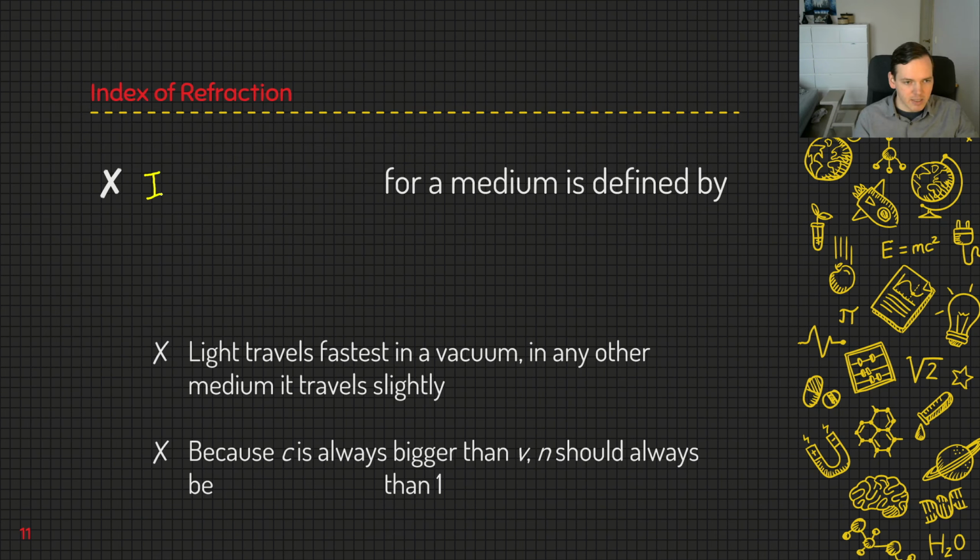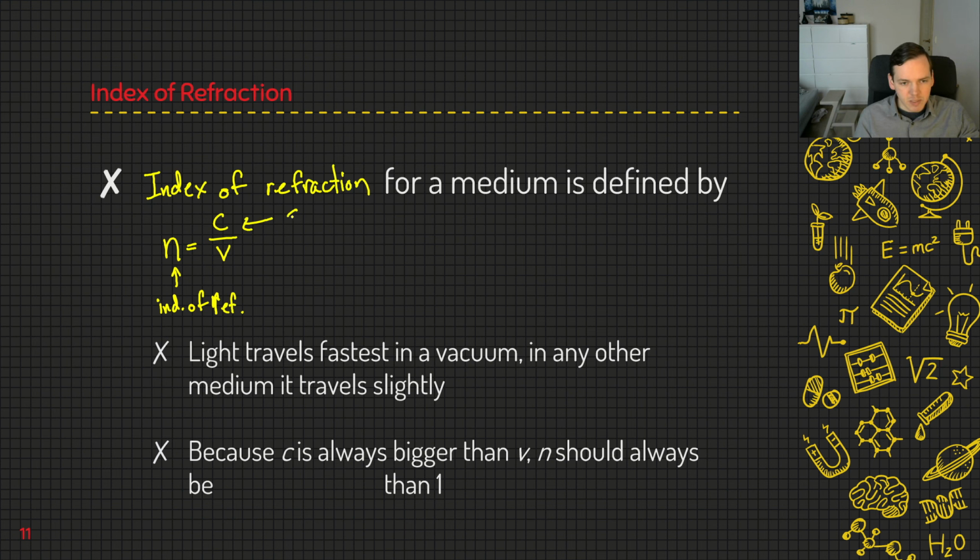So the index of refraction for a medium is defined by this ratio. n is equal to c over v. And this is, by the way, before was for any wave. Now we're talking specifically for light. This n is the index of refraction. It's just the symbol we use is n.